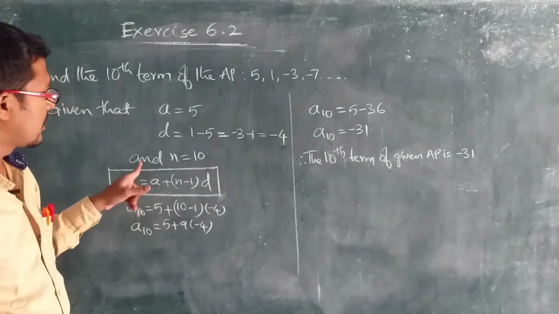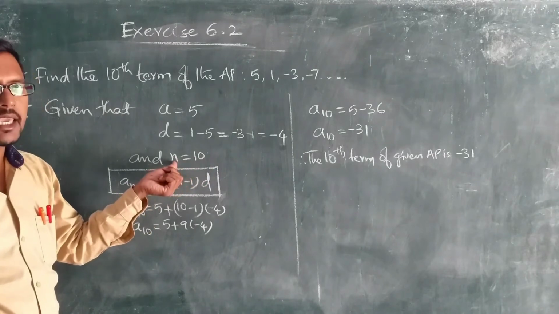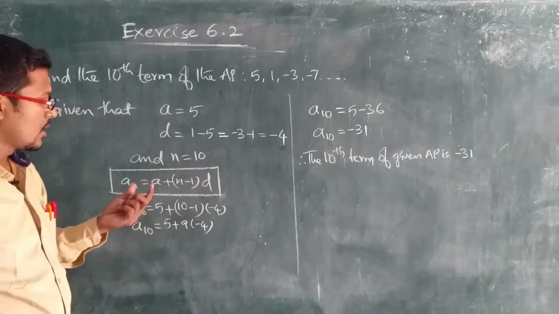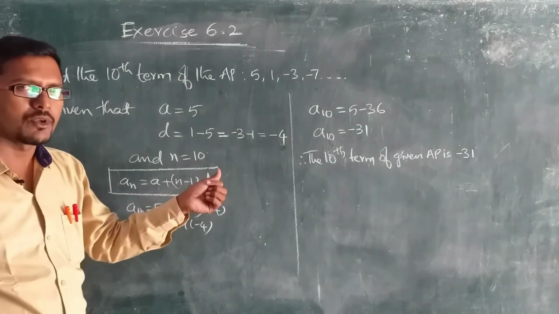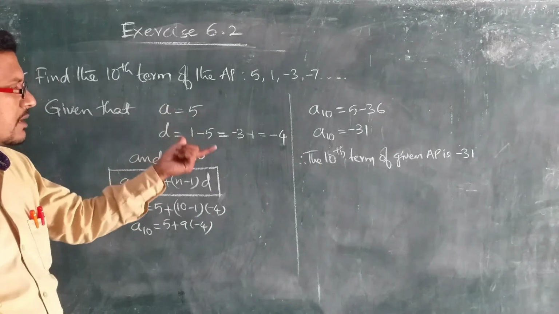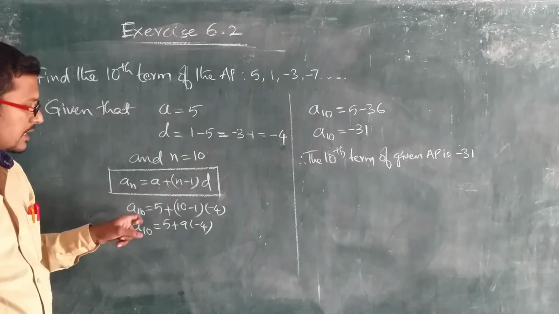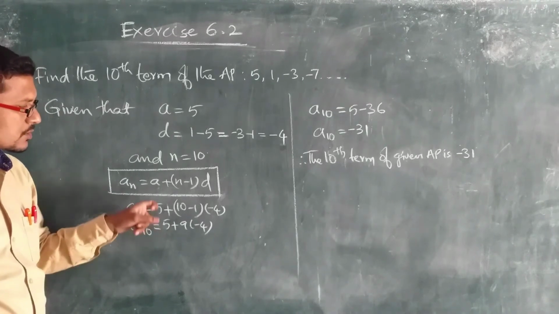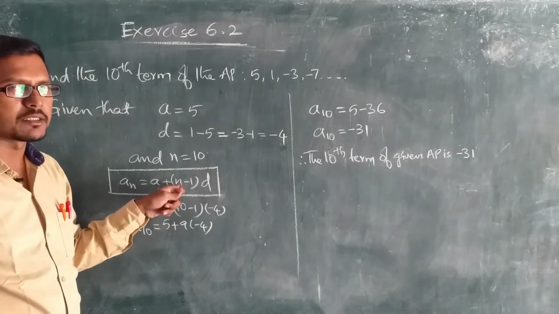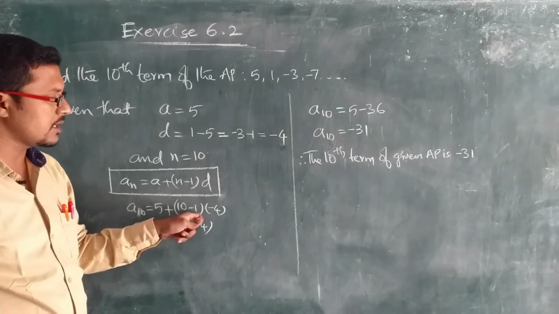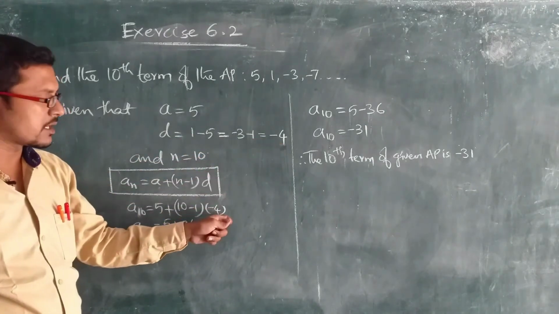And which term do we have to find? We have to find the 10th term. That is denoted with n here. N is equals to 10. So let us write the formula here. An is equals to a plus n minus 1 into d. Let us substitute the given values here. A n means we have to find the 10th term, so A10 is equals to a, A is 5 here, plus n is 10, so 10 minus 1 into d. The d value we already found, that is minus 4, so we write it here.